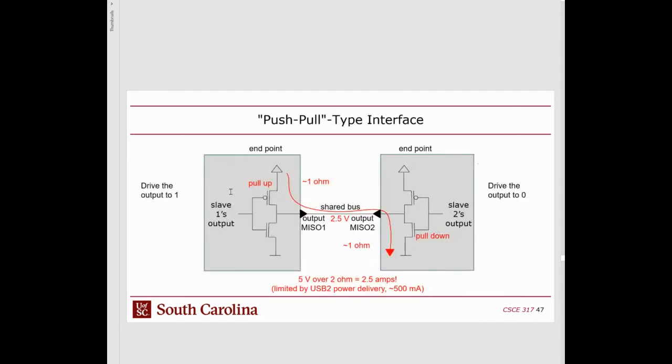The problem is that SPI uses what's known as a push-pull style interface for each of its bits. The way it works is that you essentially have an inverter in each of the chips that drives the output. So when you have a chip that wants to drive an output pin to logic one, it pulls that pin up to VDD through a transistor.